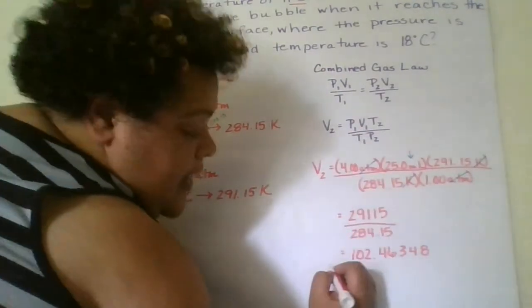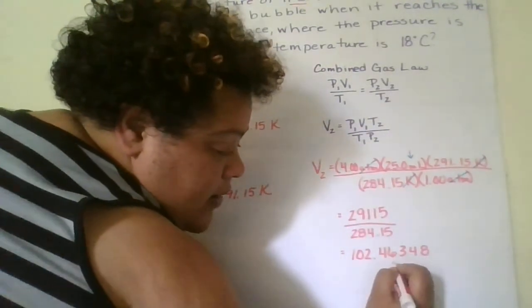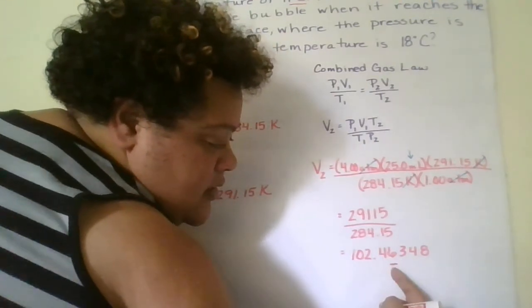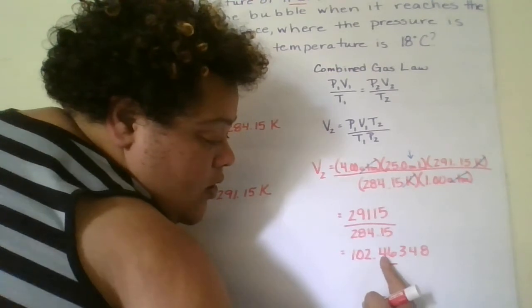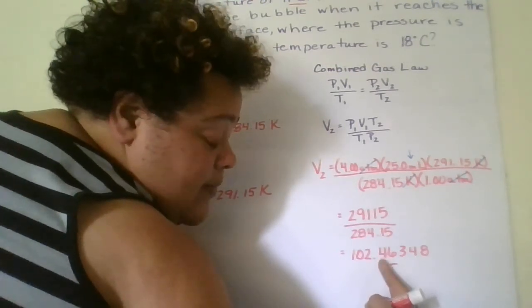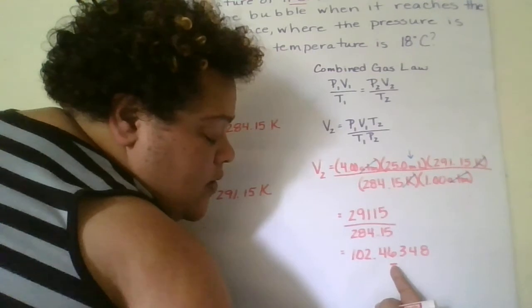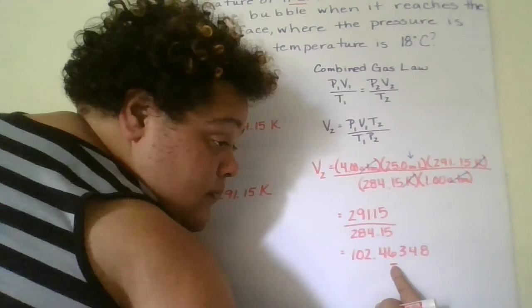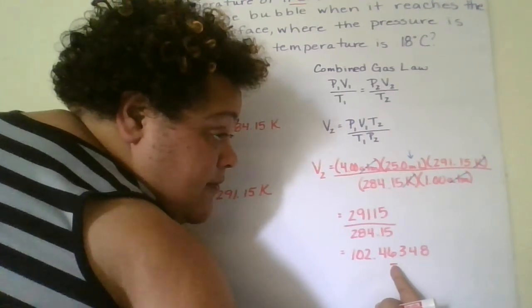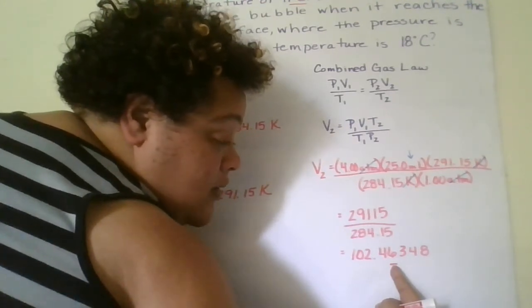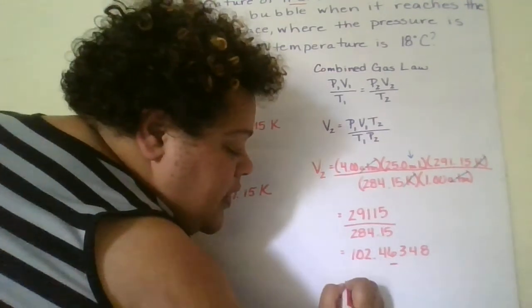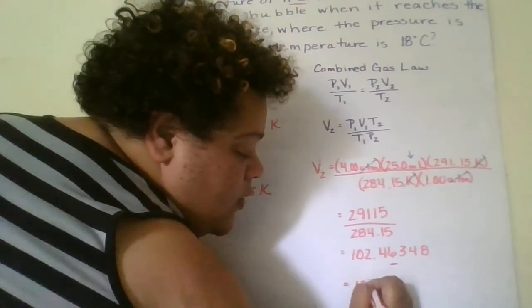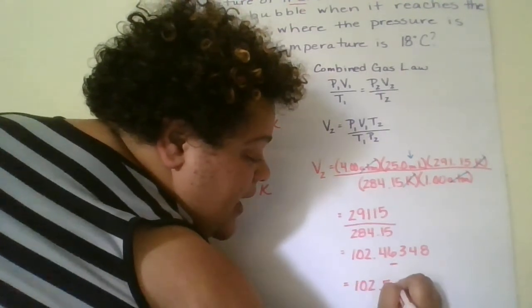So we're going to round this to the nearest tenth. We have to look at the hundredths place to determine if this is going to go up by 1 or stay the same. Anything 0 to 4, it stays. And the numbers 5 and above, 5 to 9, you would round up. So here we have 0.46. This would now become 102.5 mL.